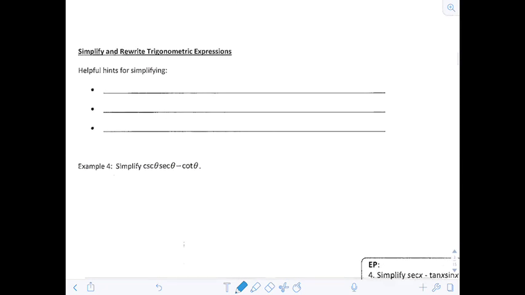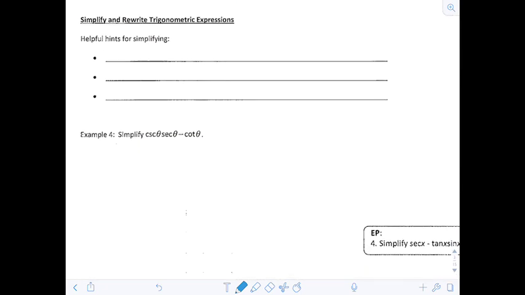All right, so now the next thing we're going to move on to is simplifying and rewriting trigonometric expressions. These are not equations, these are just expressions. There is no equal sign. Okay, so we are not solving anything. These are just expressions that we want to make look simpler. And the way we're going to start out is, before we even do any, I'm going to write some hints for you. Some things to keep an eye out for, because sometimes we look at these and we're not even sure where to start. So some starting points.